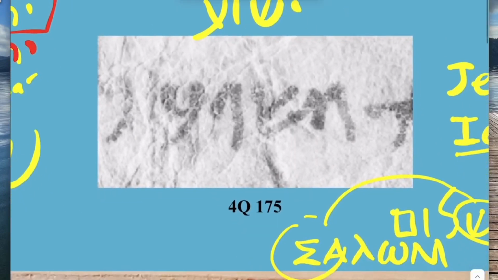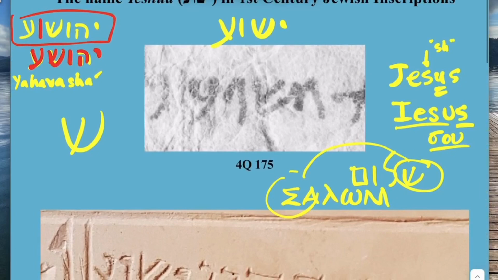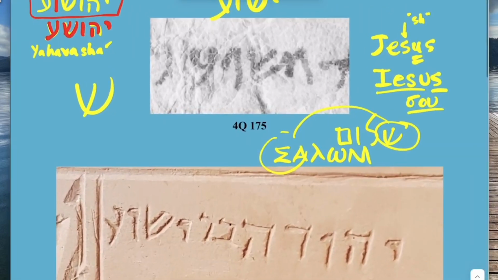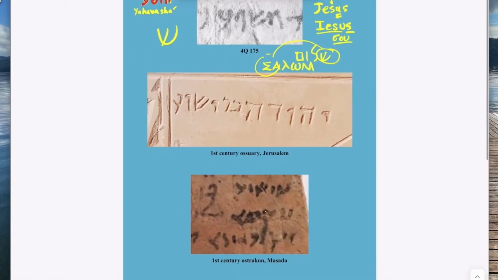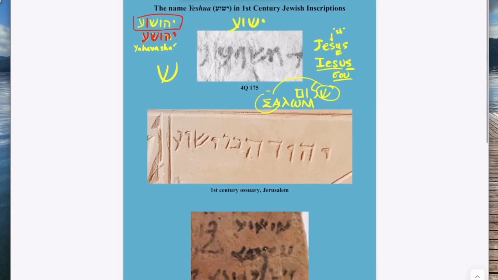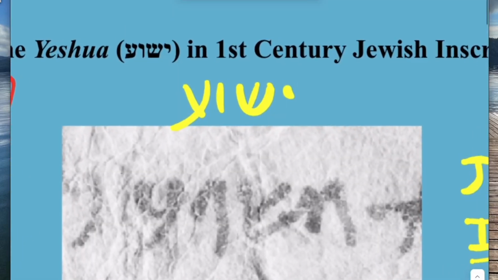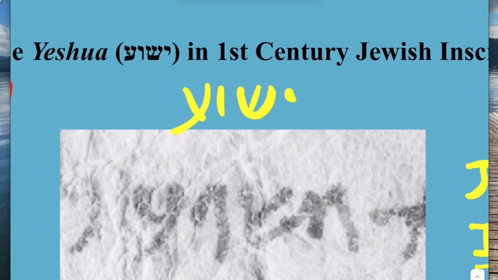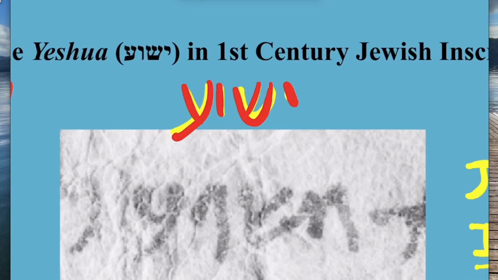But back then to all these, we have 4 examples from 3 different sources. Of course, the Masada inscription has Yeshua on it twice, but it's spelled Yod, Shin, Vav, Ayin, just like you see here. Yod, Shin, Vav, Ayin. Yeshua, Yeshua.